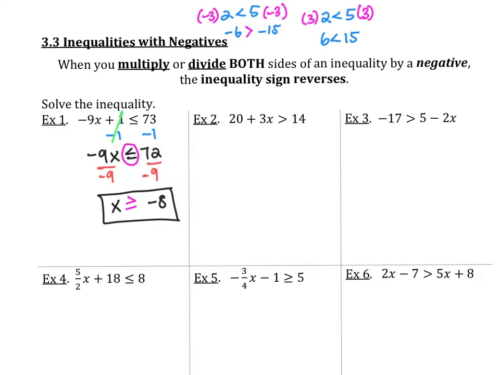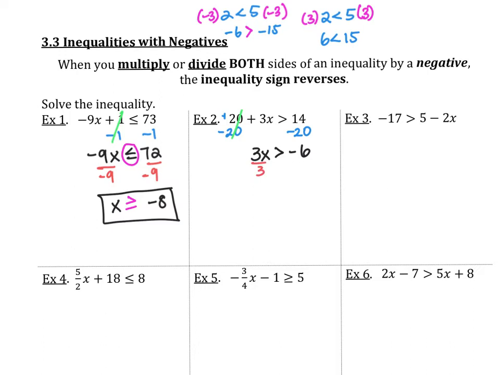So that's the trick we're adding on today. Let's try this second one, paying attention to when I get to the dividing or multiplying step if I use a negative or a positive. 20 plus 3x is greater than 14. This is a positive 20, so I'm going to subtract 20. Let me bring down the positive 3x is greater than negative, and when I subtract, I get 6.